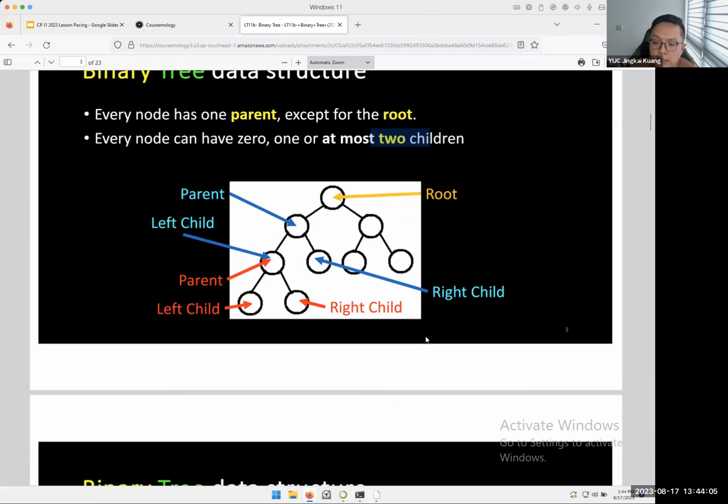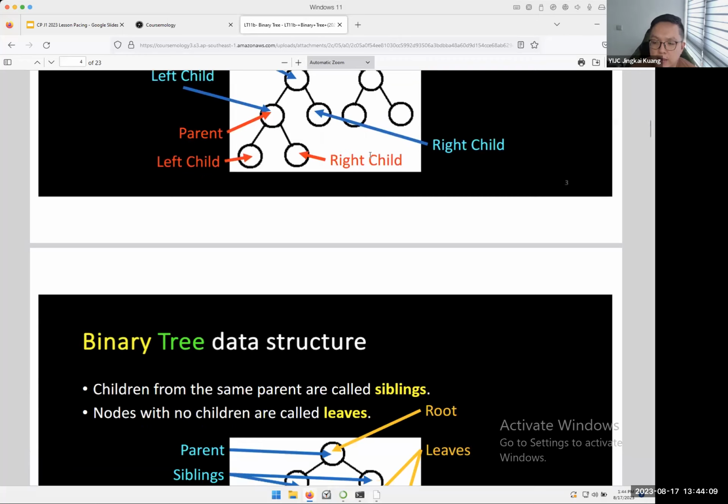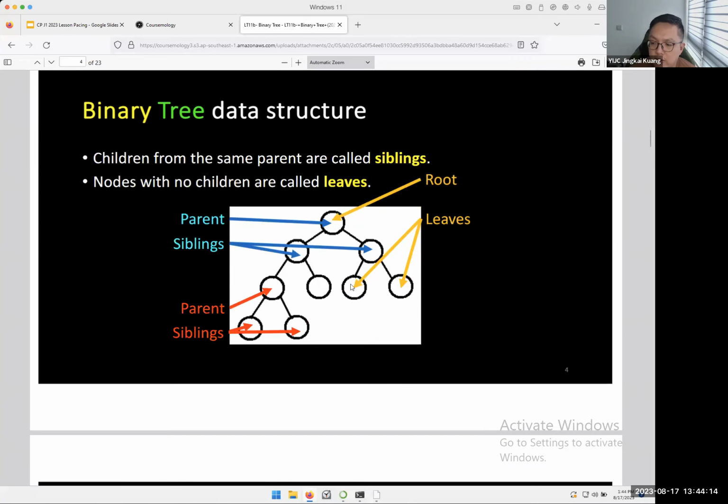There are things like this. If you have the same parent, you're called siblings. I think this is quite straightforward. Nodes with no children are called leaves. So these two are called leaves because they don't have children of their own yet. You can see that at each level the pattern will repeat itself, which means later when you do coding, you should expect to do a lot of recursion here. So that's why we need you to be familiar with your recursion.